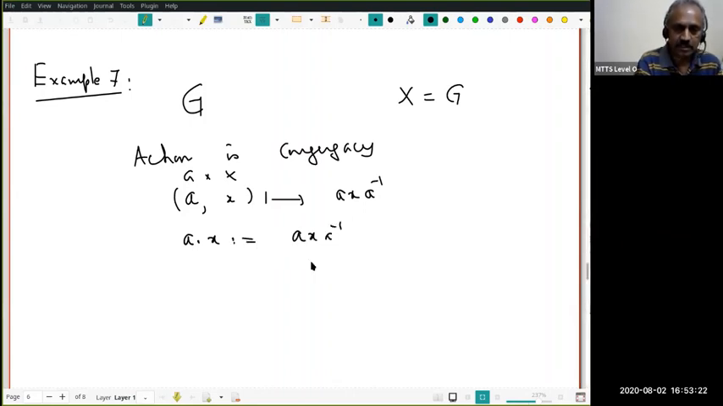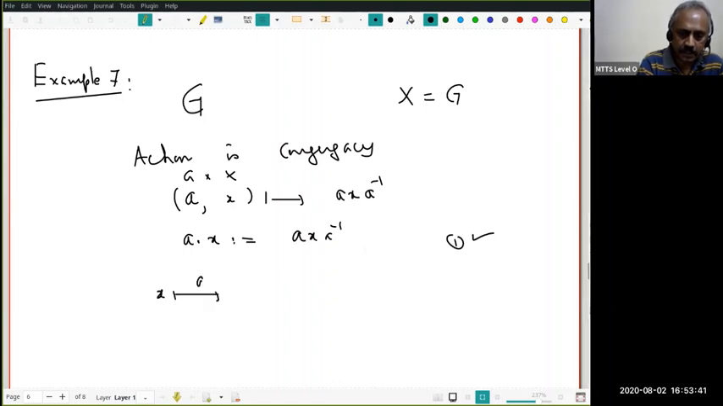That is, this is the group action. Of course, I have to check it's a group action. So I have to check e dot x. e dot x is e x e inverse, which is e x e, which is x. Therefore, the first condition is okay. Now the second condition. What is the second condition?